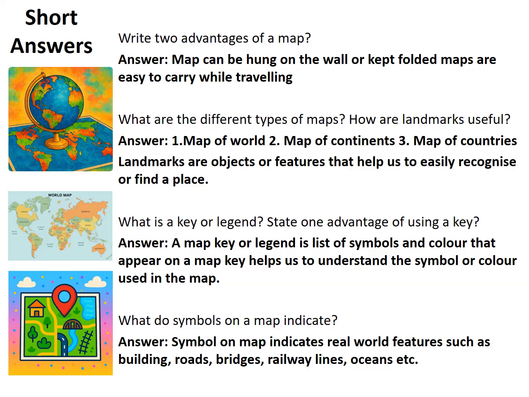Write 2 advantages of a map. Maps can be hung on the wall or kept folded. Maps are easy to carry while traveling. What are the different types of maps? There are maps of the world, maps of continents, and maps of countries.